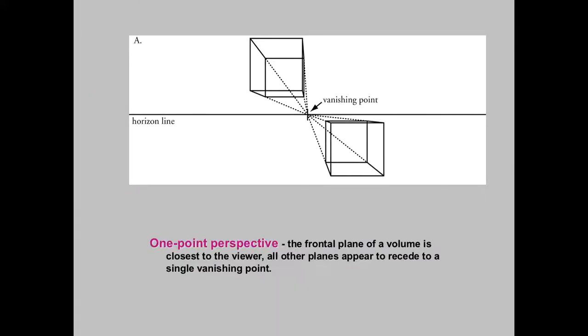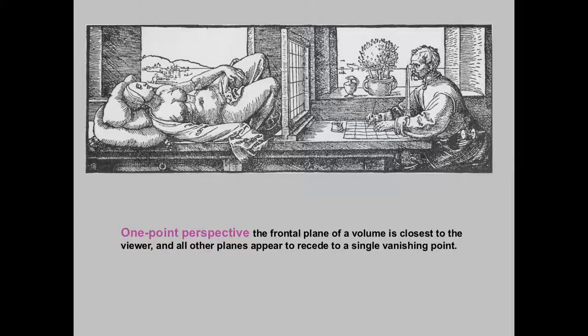Okay, 1 point, we just talked about this. They recede to a single point. 1 point, again, is this. And this is confusing to you because you don't understand what this diagram is. This is how 1-point perspective was developed.